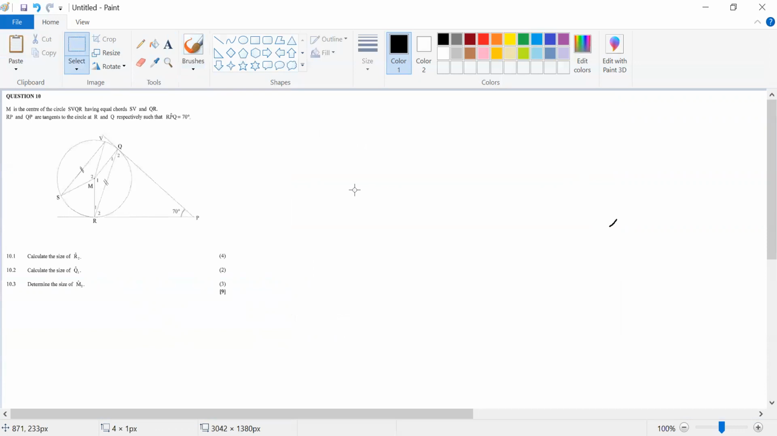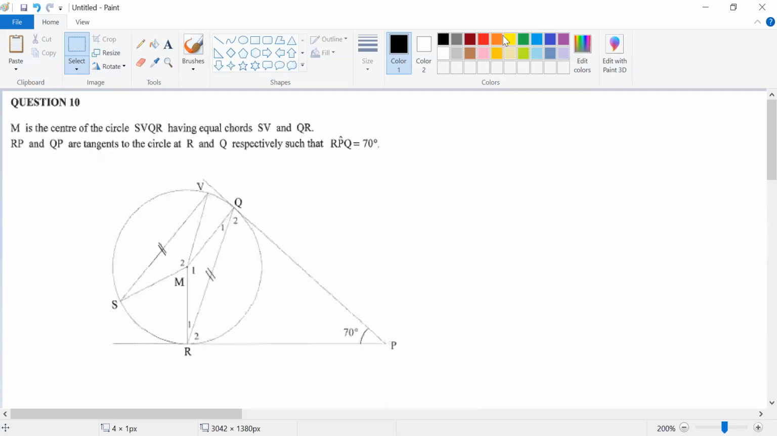So for question 10, we can see that they've given us this diagram. It doesn't look as complicated as some of the others we've seen. And they tell us M is the center of the circle SVQR, having equal chords SV and QR, and that is indicated in my diagram. RP and QP are tangents to the circle at R and Q respectively, such that the angle it creates at the top is RPQ. So again, tangents are mentioned.